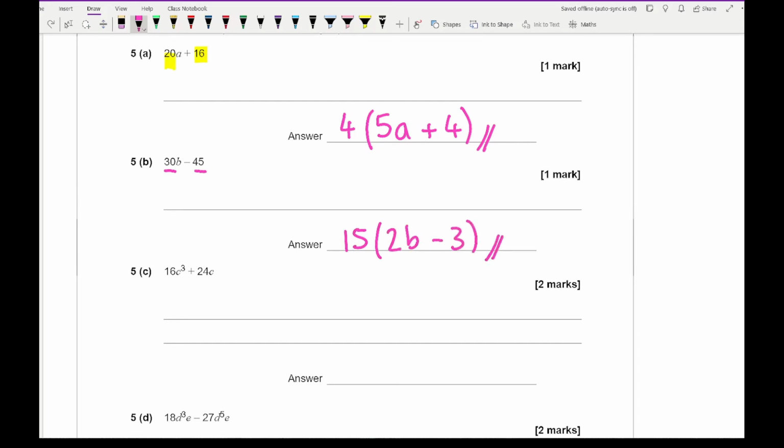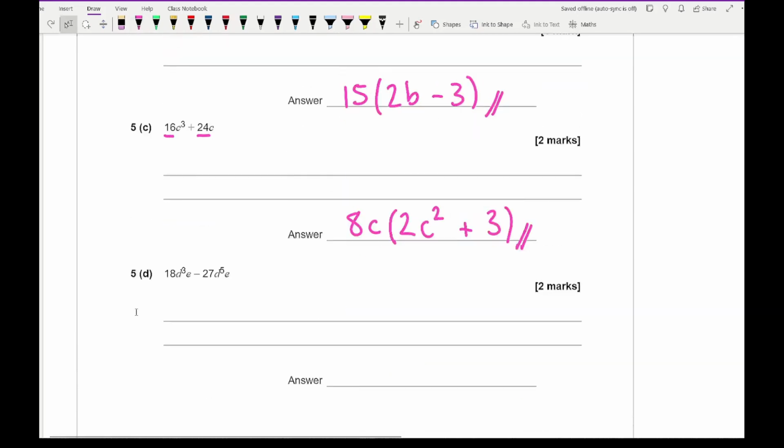Then with C, we've got numbers and letters. So taking out the highest common factor of 16 and 24, which is going to be 8. And then taking the lowest power of the common letter, that's just going to be a single C. So for the first term, I've got 8, but I want 16, so I need a 2. And I've got C and I want C cubed, so I need 2 more C's. And then plus 8 times what gives you 24, that's going to be 3. I've got 1 C and I need 1 C, so that's fine. So that there is my final answer.